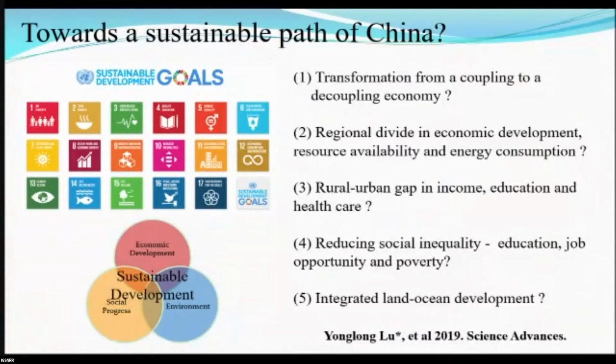The third one: in China, as in the world, development is uneven among different regions. So regionally divided economic development, resource availability, and energy consumption are the major issues for sustainability, especially water resources and energy resources. These are the key issues in different regions of China, and also for achieving the goals of mitigating climate change and reducing greenhouse gas emissions.